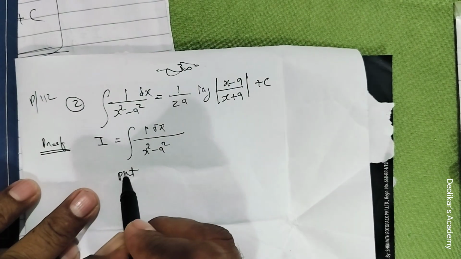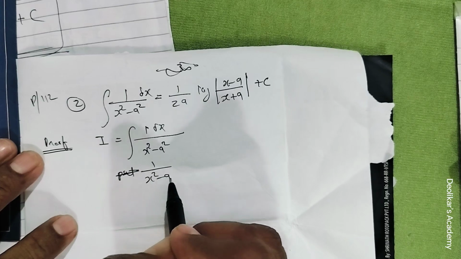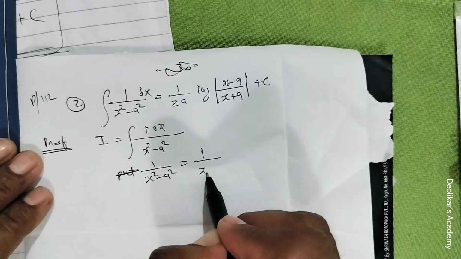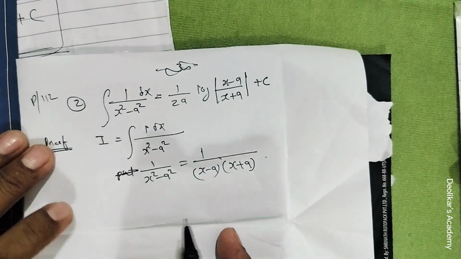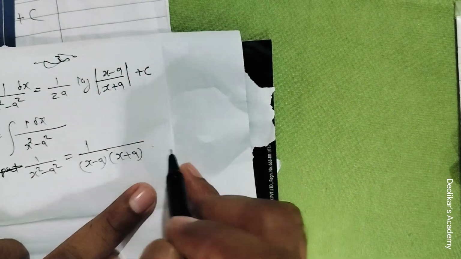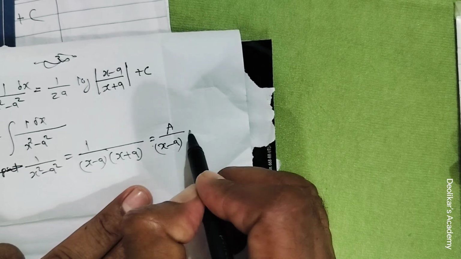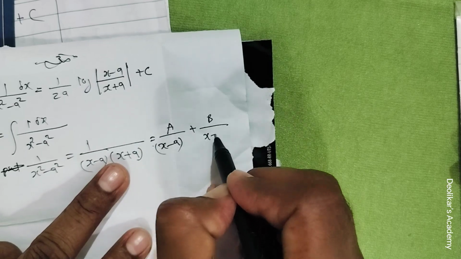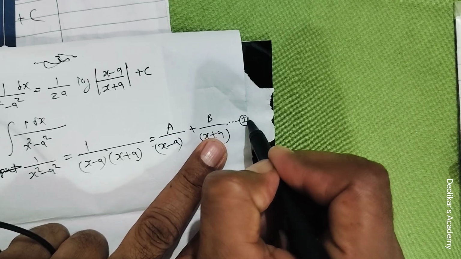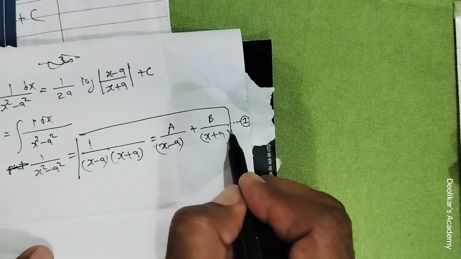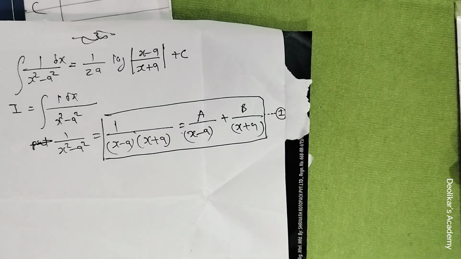Now see, this 1 upon x square minus a square can be written as 1 upon (x minus a) and (x plus a). Any doubt here? Now further you can write this as A upon x minus a plus B upon x plus a, and name it as the first equation. Now see how to find these values.